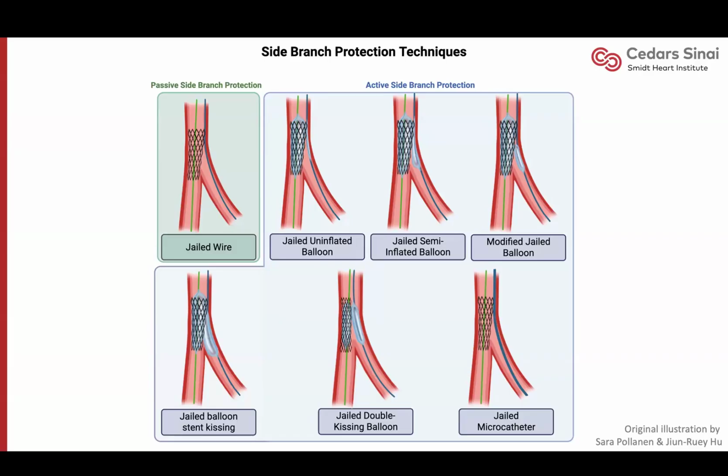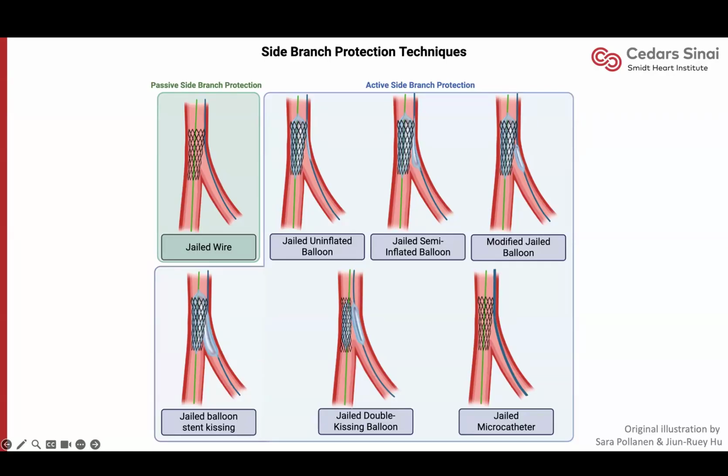POT. Please note that in the jailed uninflated balloon technique and the jailed semi-inflated balloon technique, the proximal marker of the side branch balloon is positioned such that it is proximal to the proximal edge of the main branch stent, which is not the case in the subsequent techniques. In the modified jailed balloon technique, the side branch balloon is placed in the side branch with a 1 millimeter protrusion into the main branch, whereas in the jailed balloon stent kissing technique and the jailed double kissing balloon technique, the side branch balloon is placed proximally in the main branch, although care is taken to ensure it does not protrude proximally to the main branch stent edge.